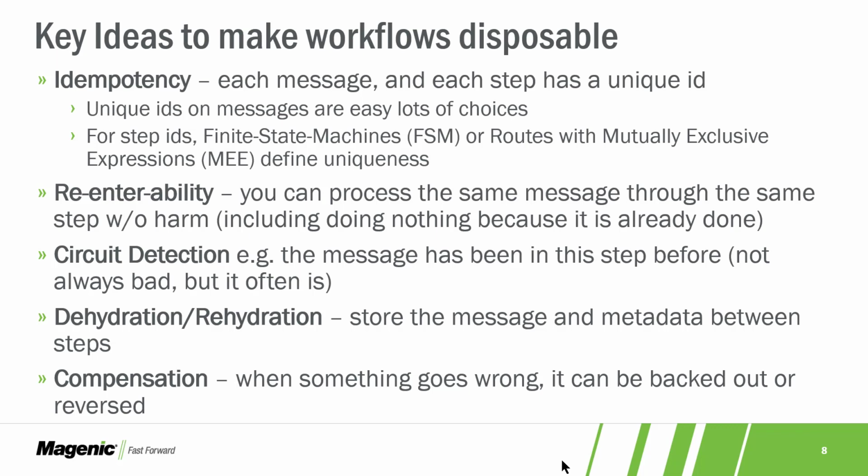By the way, that's not always bad. For example, I might come into a step and go, oh, wow, I'd love to process this, but I'm missing some data that I'm going to need. I'm going to send it down this enrichment workflow, and then when it shows back up, it'll have the extra data that I want, and I will be able to process this. So reentrability isn't a bad thing, but you need to do it with circuit detection.